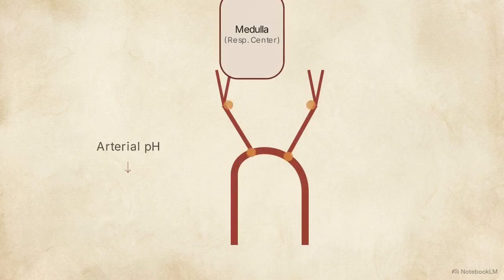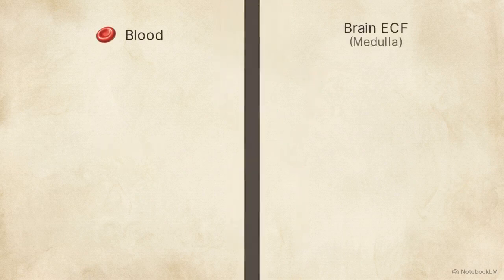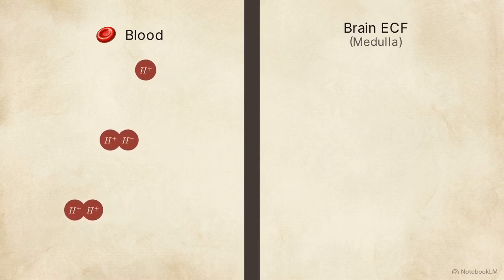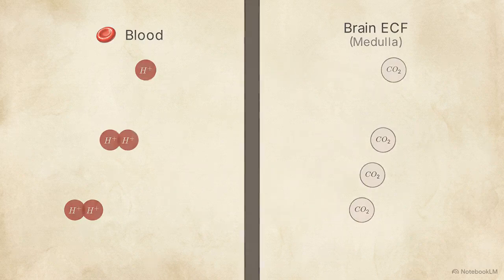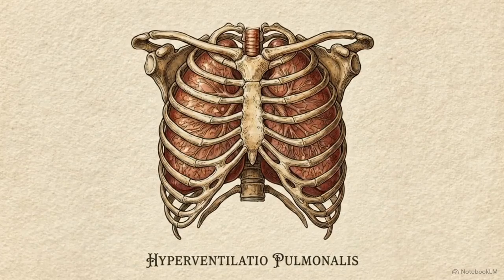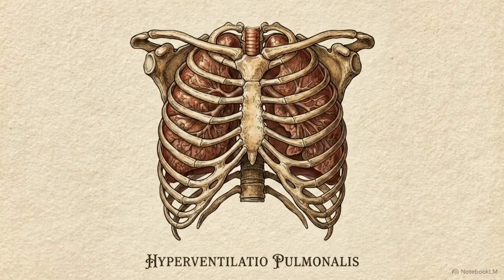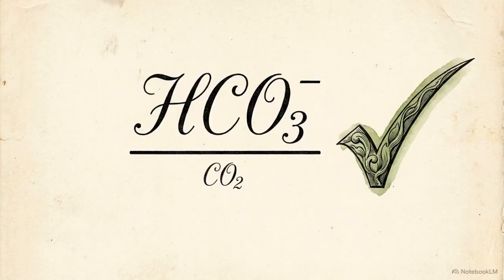Falling arterial pH is detected by peripheral chemoreceptors in the carotid and aortic bodies. These sensors send immediate signals through the glossopharyngeal and vagus nerves to the medullary respiratory center. Central chemoreceptors in the medulla are initially blind to metabolic acidosis because the blood-brain barrier is impermeable to hydrogen ions, even as carbon dioxide crosses it freely. The medullary center triggers an effector response, extreme alveolar hyperventilation, clinically recognized as Kussmaul respirations. This aggressive breathing clears volatile carbon dioxide to restore the ratio between bicarbonate and arterial CO2.